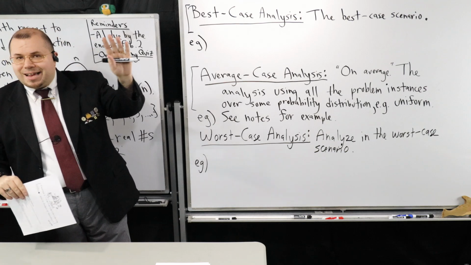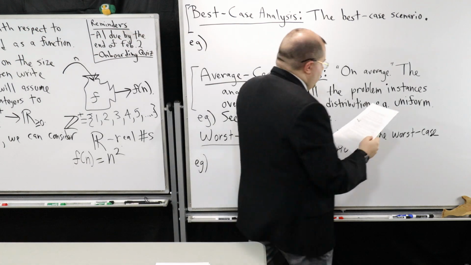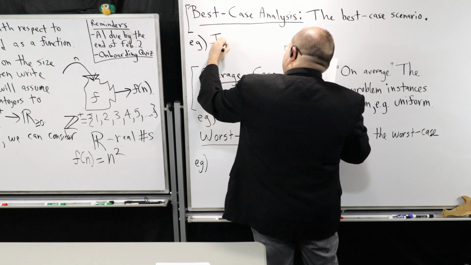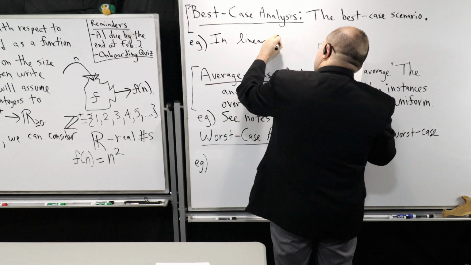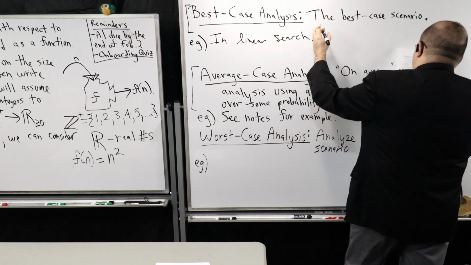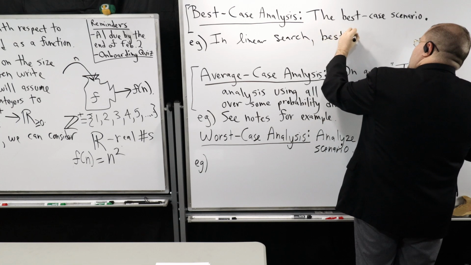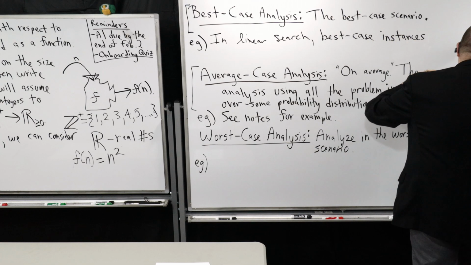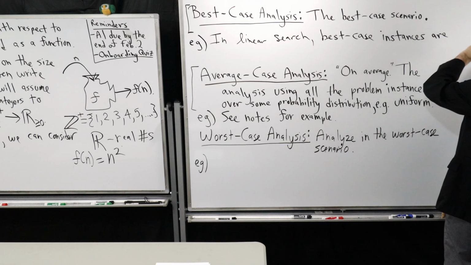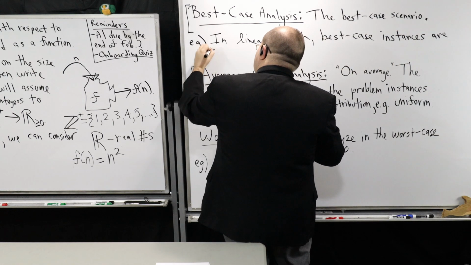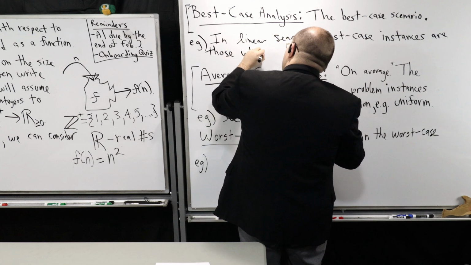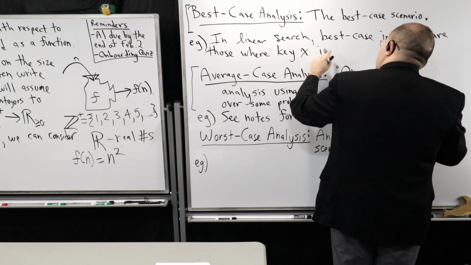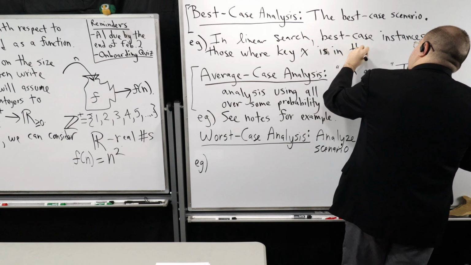It's in the first spot, exactly. It's in that first spot in the array. Very good. So I would just say, hey, look. In linear search, best case instances are those where key X is in the first position.